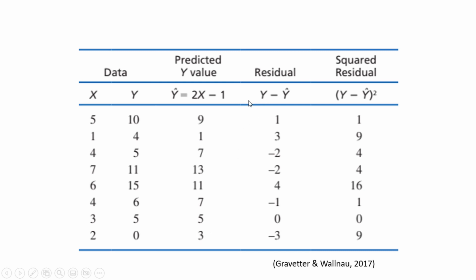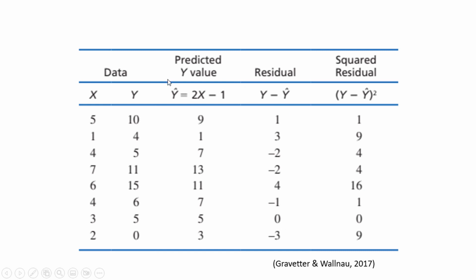And from each y value we subtract the y hat value, or the predicted y value. See, from 10 we subtract 9, it is 1. From 4 we subtract 1, it is 3. From 5 we subtract 7, it is minus 2, and so on. So these are the residuals, y minus y hat. These are actually the residuals which we have calculated.